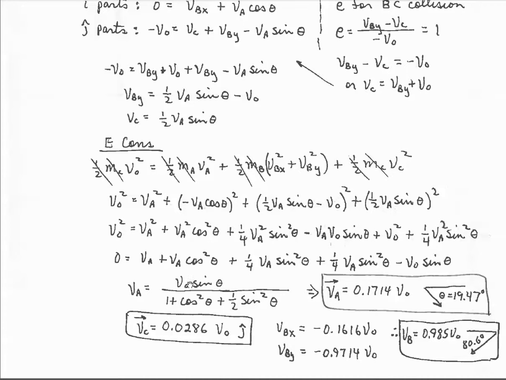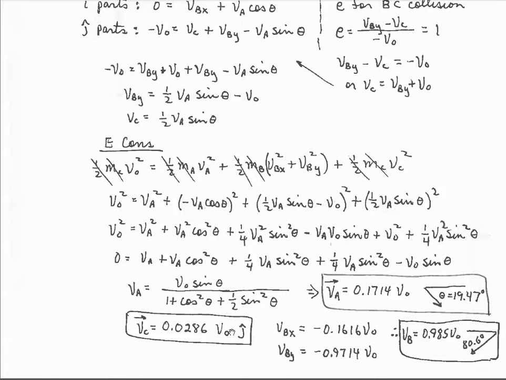When you solve for VA out of this equation, you'll have V naught sine theta right here, divided by all these terms right here, the coefficients of VA, which is a 1 plus cosine squared theta, and a 1/4 and a 1/4 becomes a 1/2 sine squared theta. You plug your numbers in, you get VA equal to 0.1714 V naught, and it is at that angle theta that we calculated earlier. And then you plug that number for VA in right here, and you'll get VC is equal to 0.0286 V naught, and it's positive, which means it's in the upward direction.